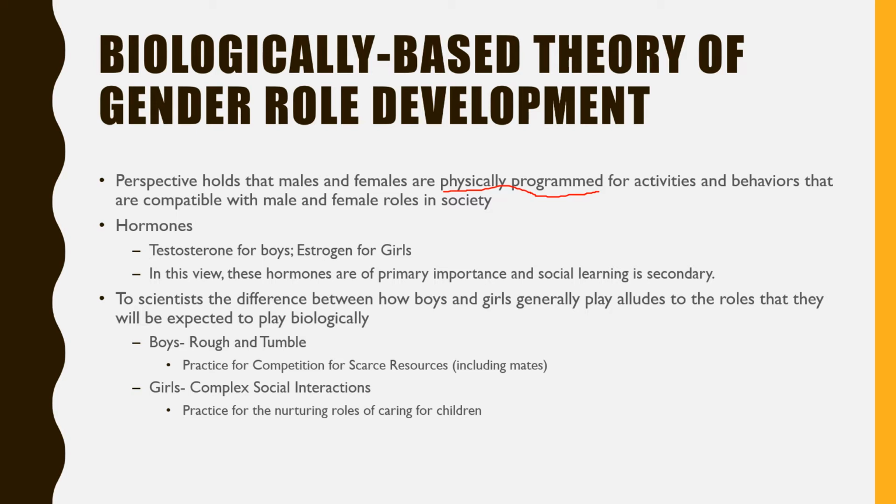So for boys, rough and tumble play may be practice for competition for scarce resources, including mates. And then also for girls, complex social interactions may be practice for the nurturing roles of caring for children. And this may have an evolutionary basis as well in terms of how we have continued to develop over time. I will say that there are no hard and fast rules with this, because there's a span of human development, but in terms of quote unquote normative human development, this is what they're referring to.